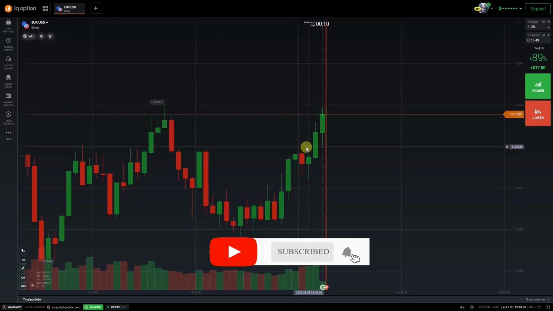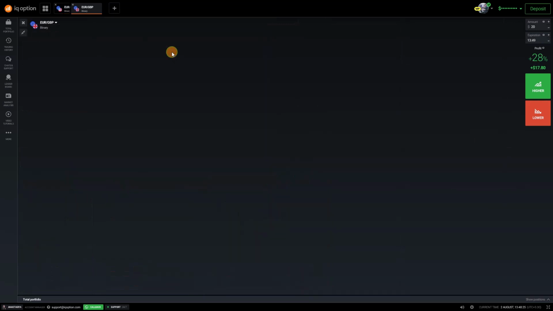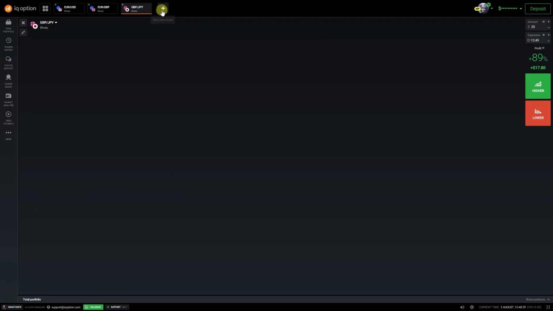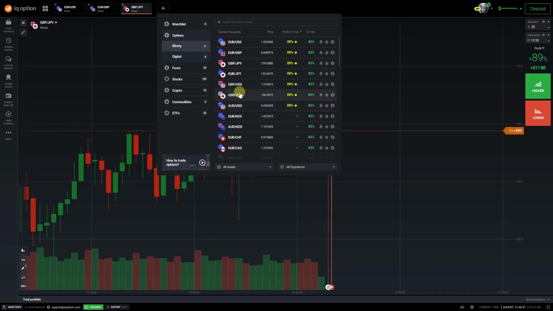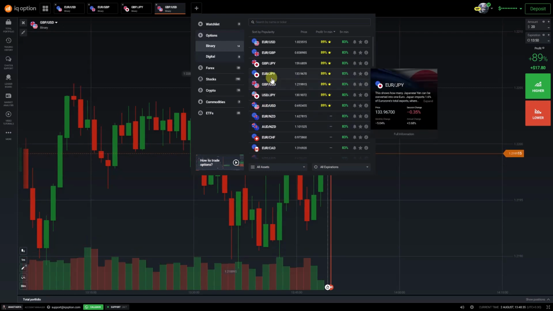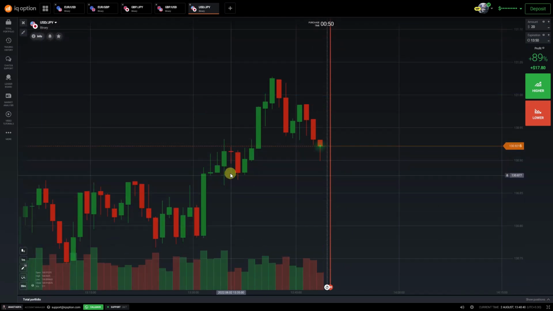So let's identify the entry point for the trading. It is the Euro USD. We need some more pairs: Euro GBP, GBP JPY, and then GBP USD. Also Euro JPY, we can trade USD JPY also. So 5 pairs are enough.